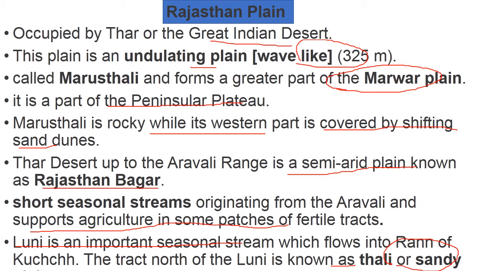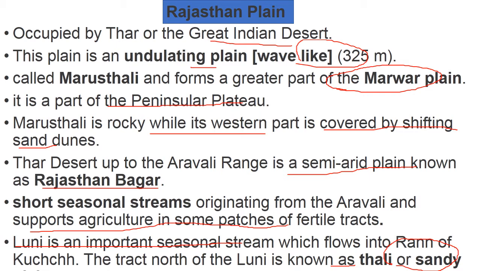Marustali is rocky, while its western part is covered by shifting sand dunes. Marustali is located in Rajasthan. It's the most plain area, and its western part is covered by shifting sand dunes. Third, east of the desert up to the Aravalli range is a semi-arid plain known as the Rajasthan Bagar, or Bangar.